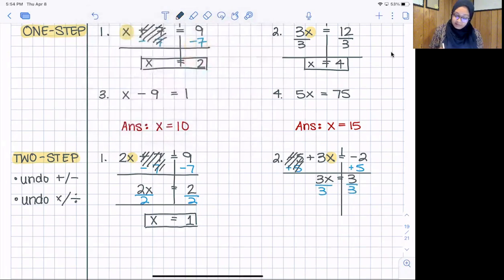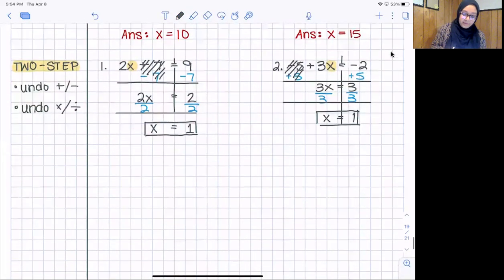Let's see what that leaves us with. So I have 3 divided by 3, which is 1, x equals 3 divided by 3, which is 1. And again, this coefficient is invisible. So I have x equals 1 again as my answer.